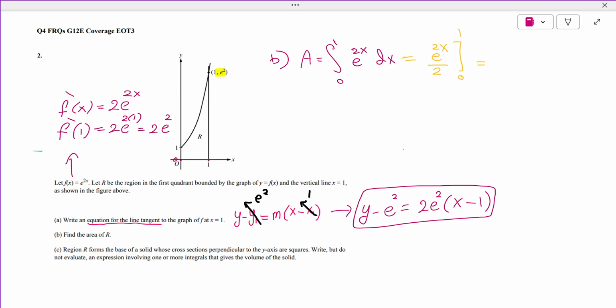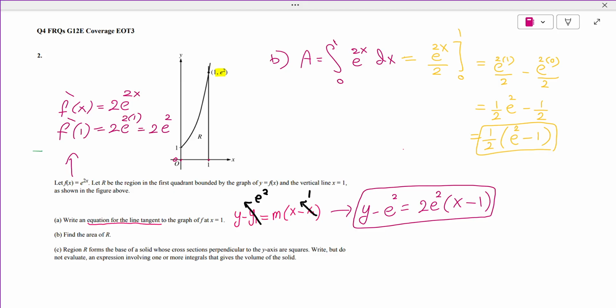Let's plug in the upper, e to the power of 2 times 1 over 2, minus e to the power of 2 multiplied by 0 over 2. This is equal to 1 over 2 e to the power of 2 minus 1 over 2. And if you factor out 1 over 2, you will get e to the power of 2 inside minus 1. This is the final answer. You can write it in decimals as well. I'm not using the calculator directly here because this is a non-calculator active question.